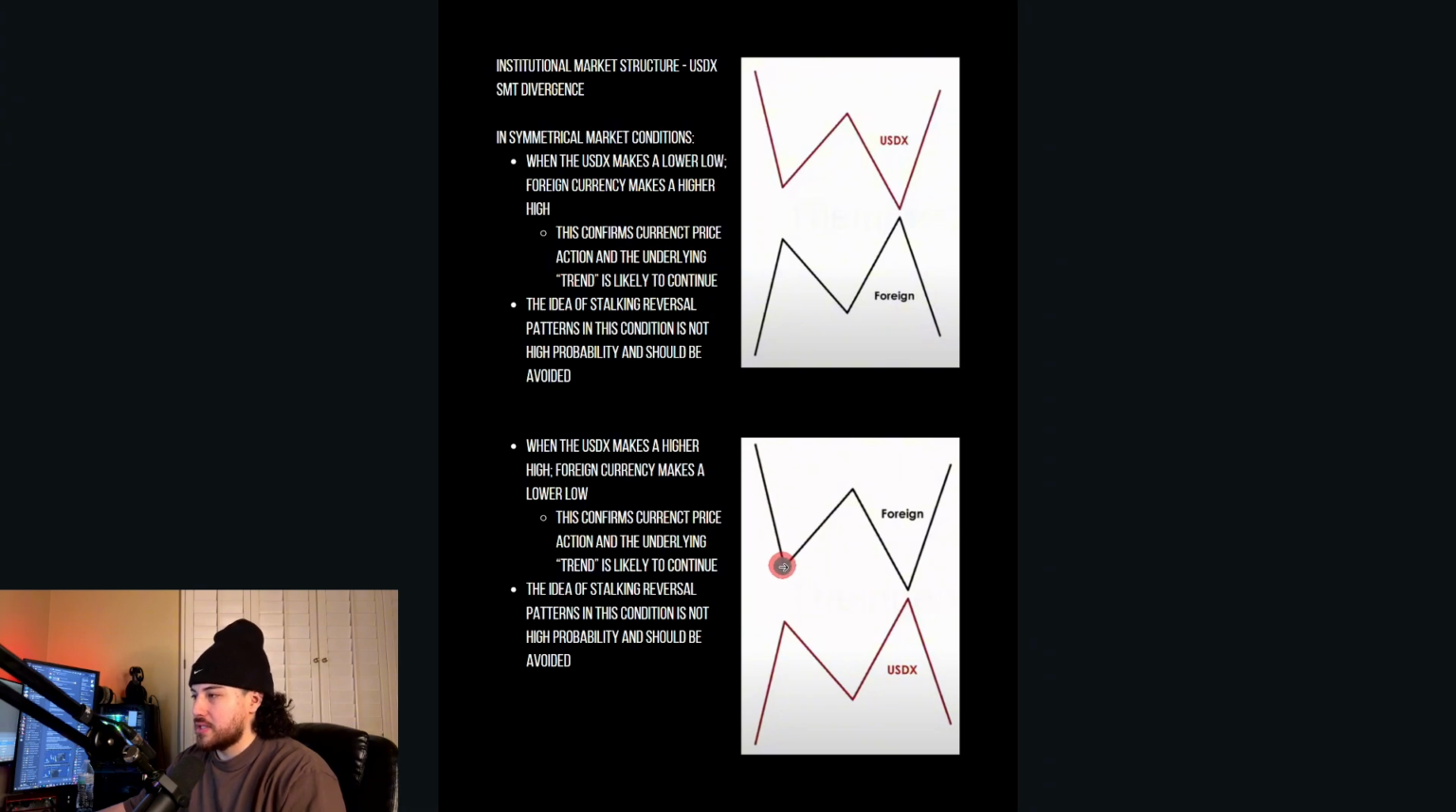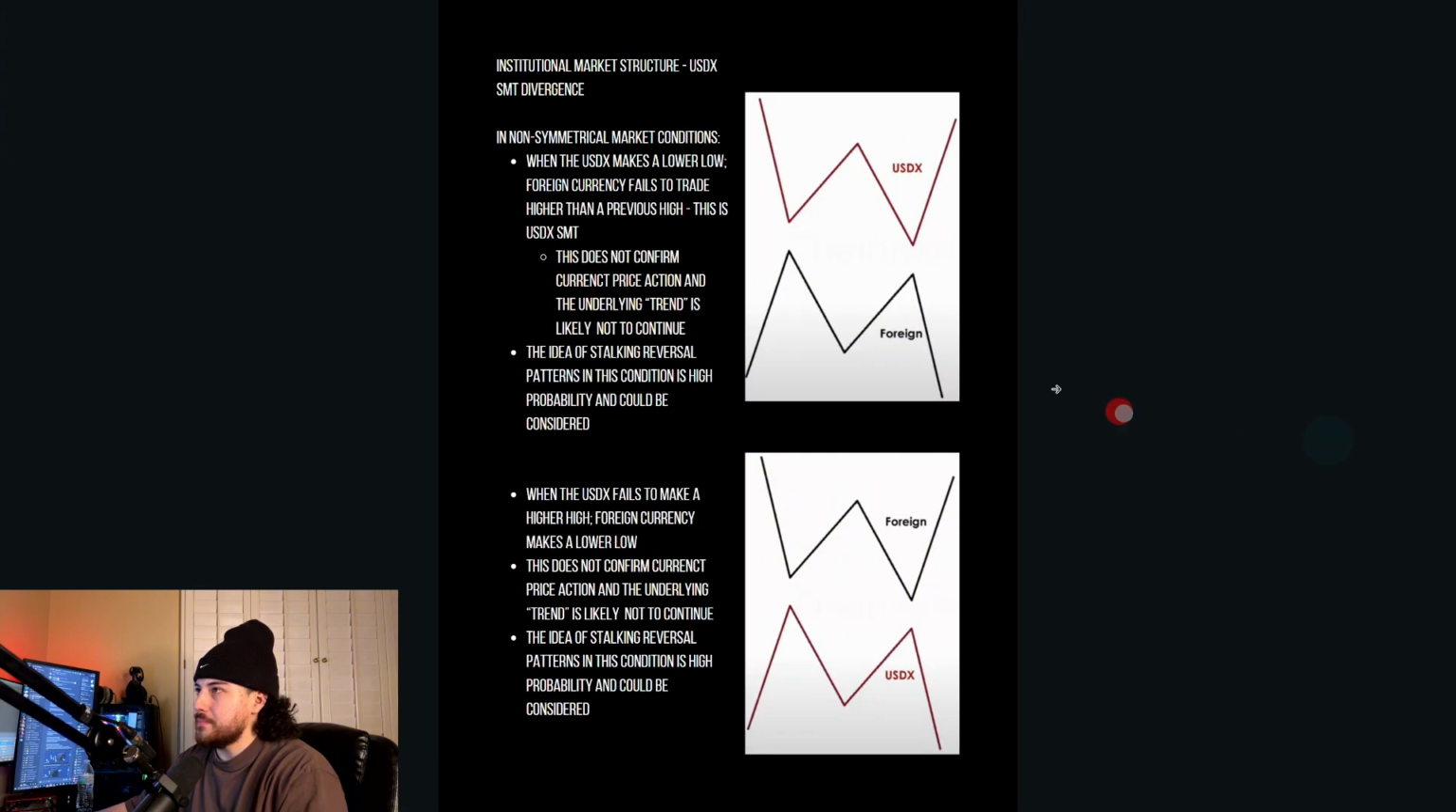Now, this is the exact same thing, but flipped around. We can see the currency, EU, is making lower lows, and then we see the US dollar is making higher highs, meaning the US dollar is gaining strength. If the US dollar is gaining strength and we can see EU is falling on lower, most likely EU is going to continue to fall on lower. And that's why we can see here, most likely the underlying trend is likely to continue. And in these two cases, if you're looking for any type of reversal patterns, it is not going to be a high probability setup, and most likely you want to avoid it.